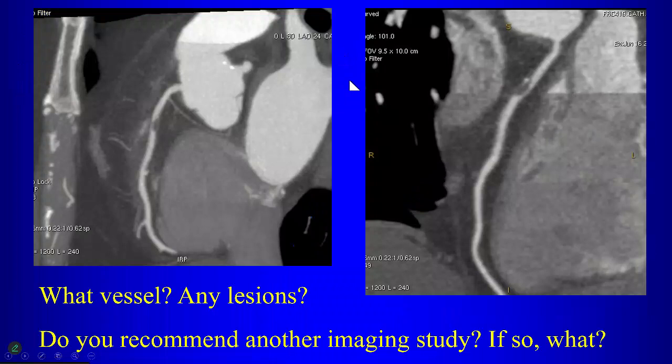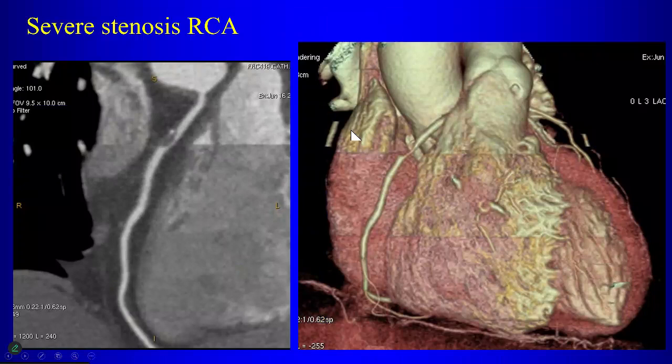What about this case? What vessel are we looking at? Yeah, so here we're looking at the RCA. Any lesions? Yes. So how much stenosis is there here? Greater than 80%, maybe almost 90%, certainly greater than 70. So do you recommend an imaging study for this patient? Does this patient require further workup for their coronary artery disease? Yes. What study should they have? Yeah, so this patient you would probably send to cardiac cath. So what are we getting at here? This patient has severe stenosis there in the right coronary artery.